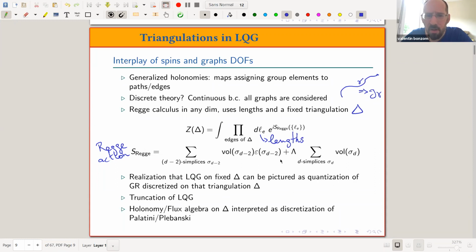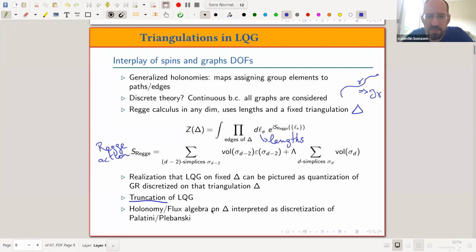So this is a model for discretized general relativity, and it was realized that loop quantum gravity on a fixed triangulation delta is basically like a quantization of GR on that triangulation. So basically, if you look at loop quantum gravity on a fixed triangulation, it's not really an approximation, because from the point of view of loop quantum gravity, you should consider all graphs. And if you look at just one graph, it's difficult to see what kind of approximation you do. So it's more often called a truncation, because you restrict to a single graph.